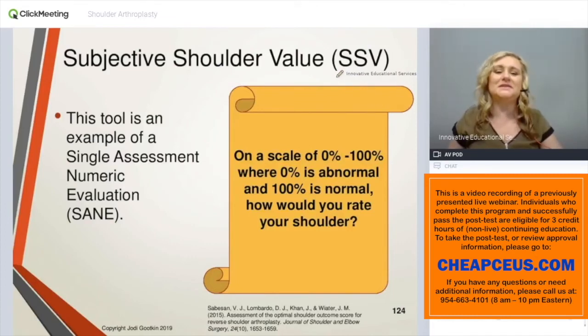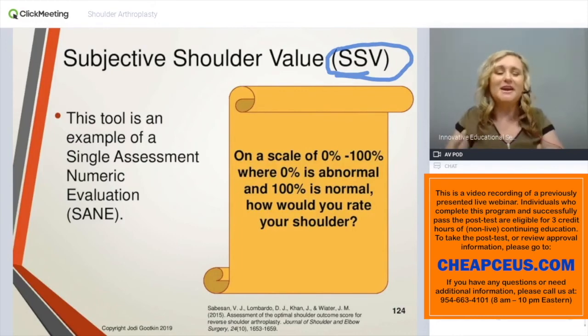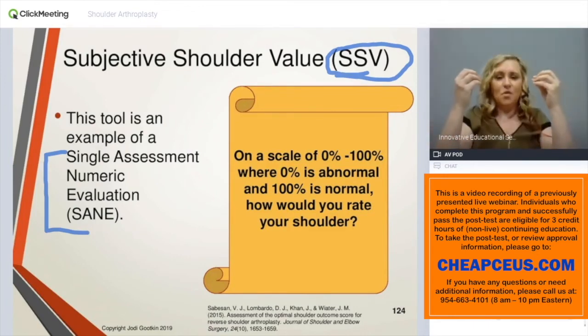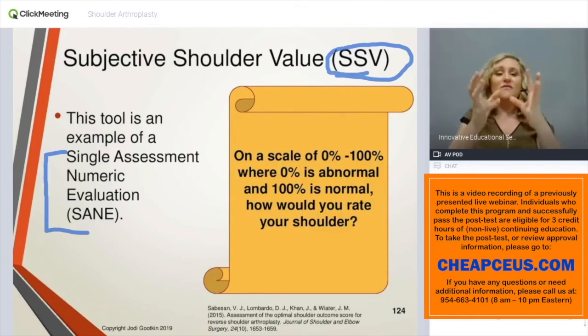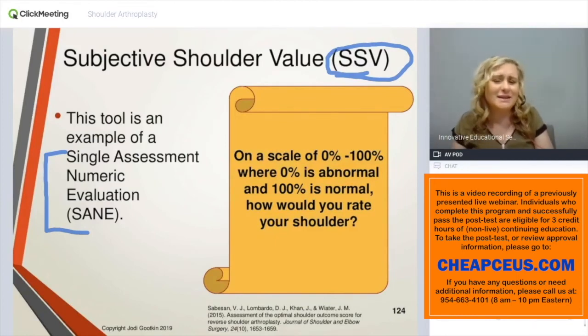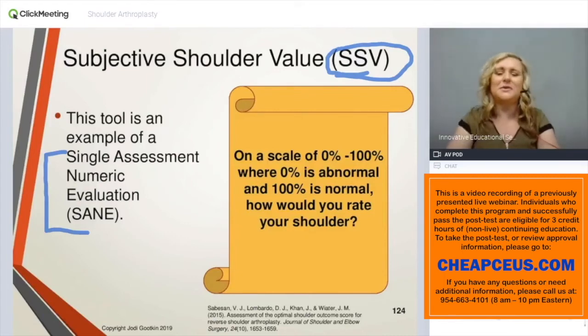This is an interesting one, the subjective shoulder value, and they have this for different regions of the body. These are called SANE, single assessment numeric evaluation, and they're emerging as a way to kind of get one measure or one value to give you an overall sense of how the patient's doing. And I'll be honest, I read about them and I get them conceptually, and I'm like, really? Does that give us anything valuable? And you'll know where I'm coming from in a second.